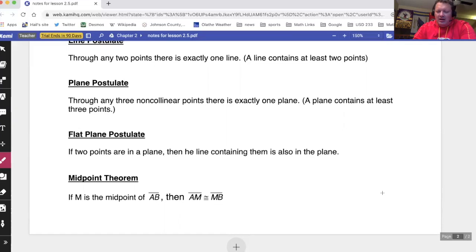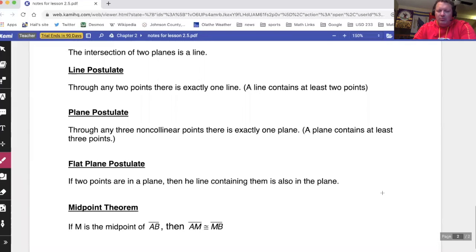All right, folks, I know this is a quick intro to what we're going to do with proofs. I hope this makes sense to you, and you guys have a fabulous day.